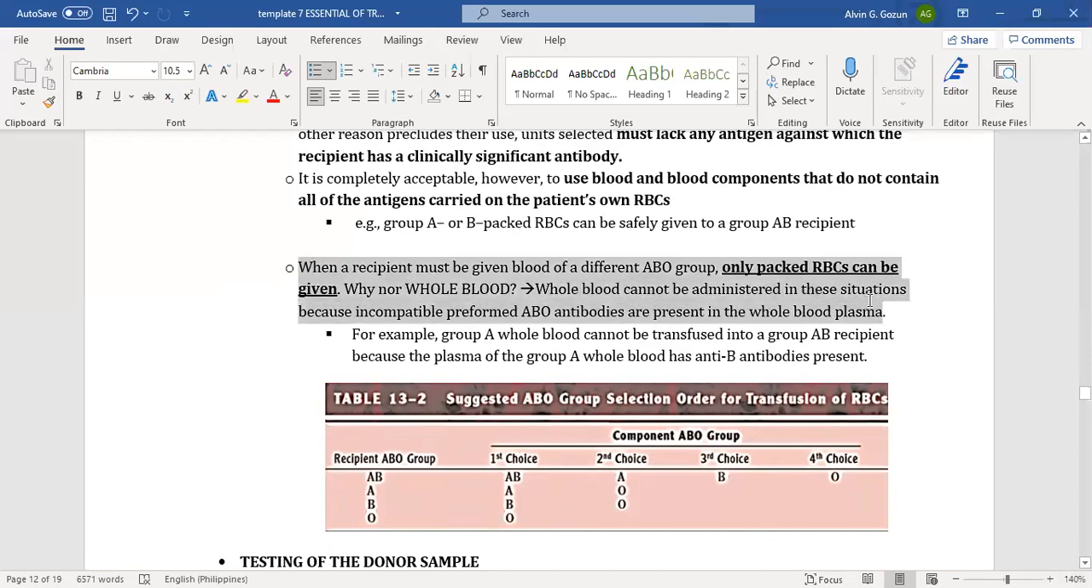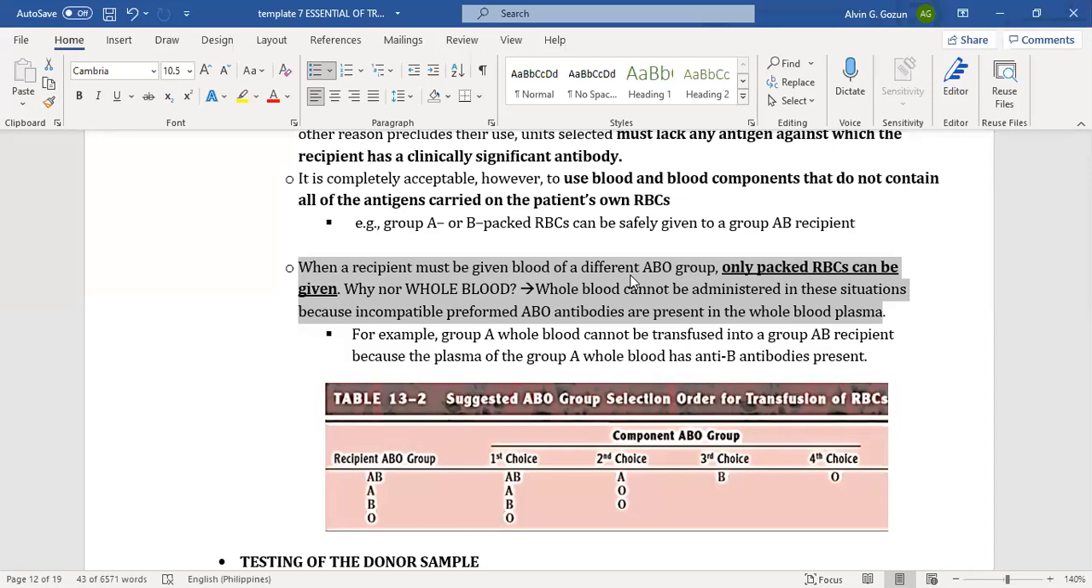Nagets ba to, guys? Ulitin ko. When a recipient must be given blood of a different ABO group, kunyari, A negative siya, okay? A negative siya, pero wala namang A negative na blood. Okay? Only pack RBCs can be given doon sa patient na yon. Anong pwedeng ibigay? Group O, Rh negative pack RBC, hindi whole blood.